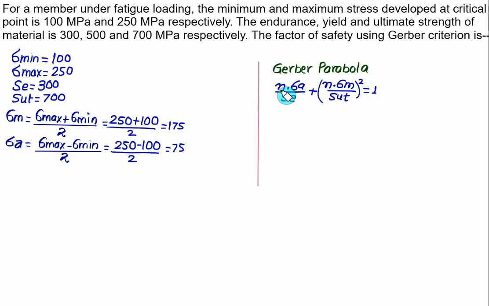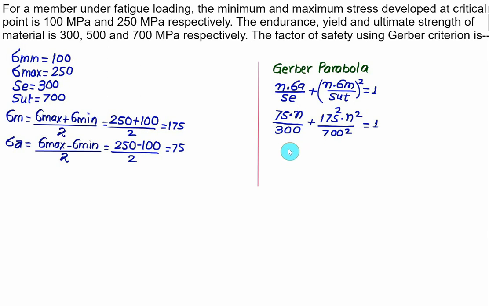We have the factor of safety n, and the amplitude stress is 75, so we have 75 times the factor of safety divided by the endurance strength, which is equal to 300, plus sigma mean squared, so we have 175 squared into n squared divided by SUT squared, which is 700 squared, is equal to 1.